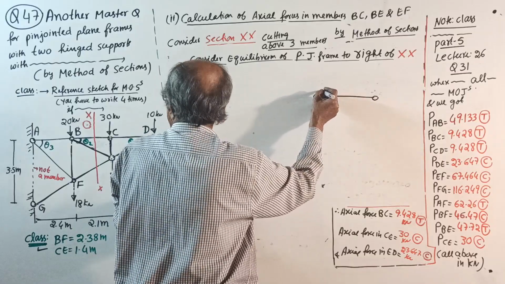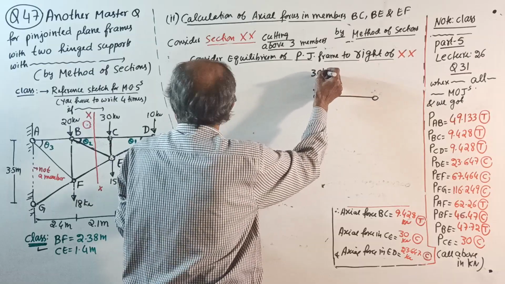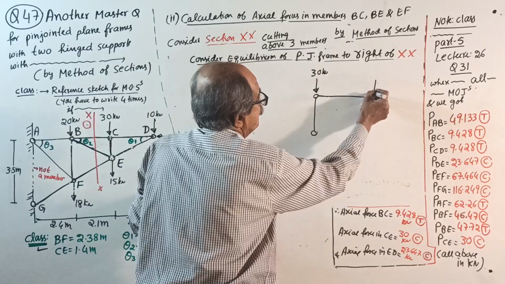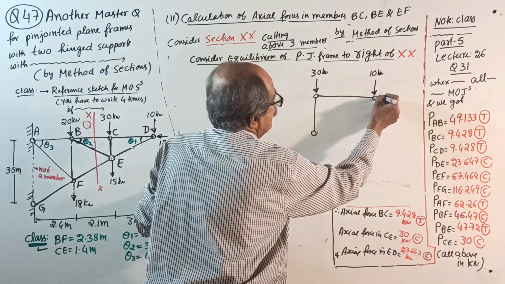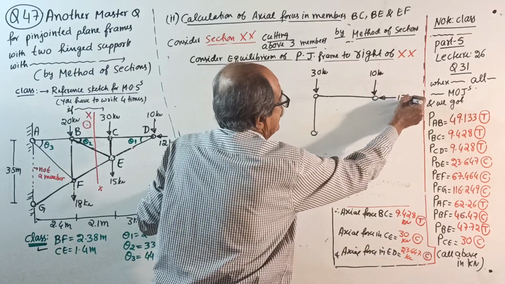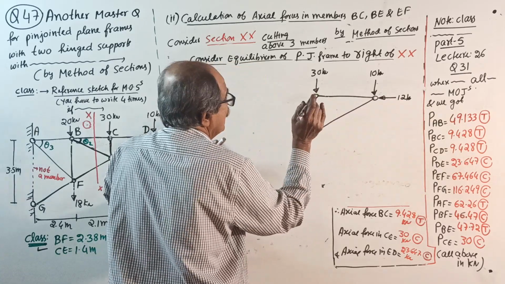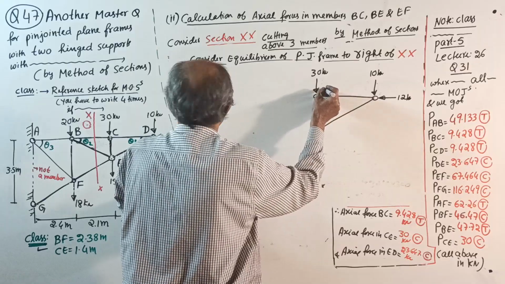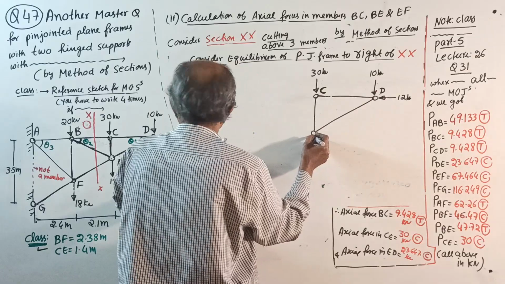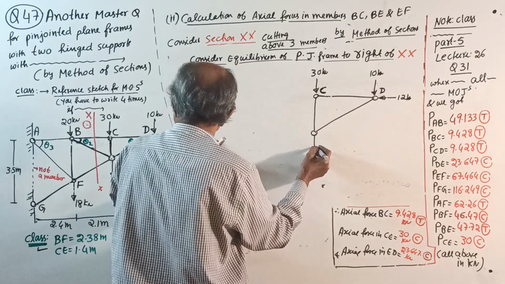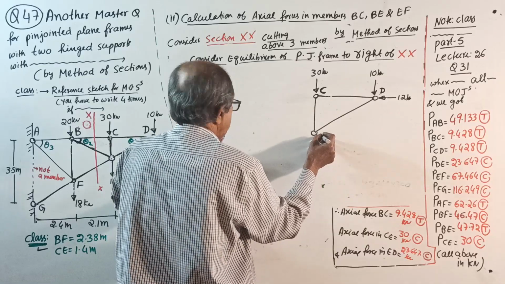One load is there here: 30 kilonewton, a force of 10 kilonewton, and also a force of 12 kilonewton. This member is here, no angle for that one. See, this point is C, this is D, this is E. At E, one force is there. How much? 15 kilonewton. This is your E.